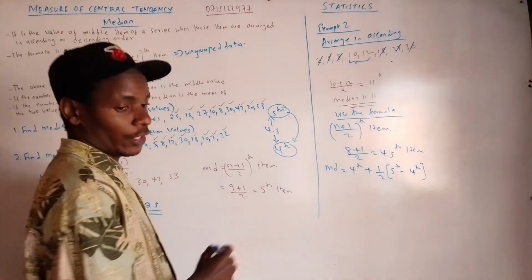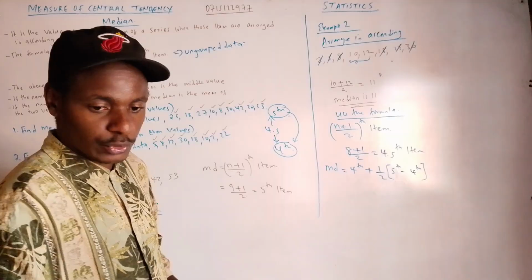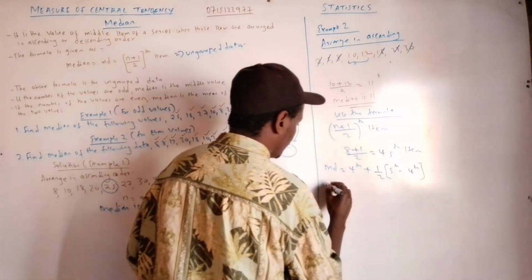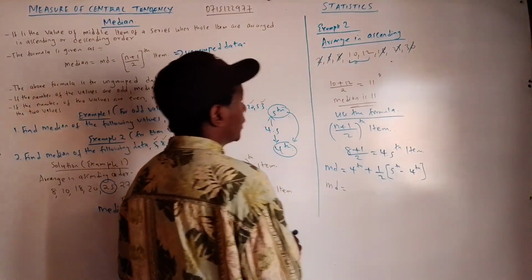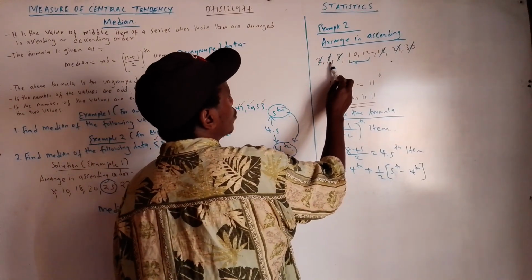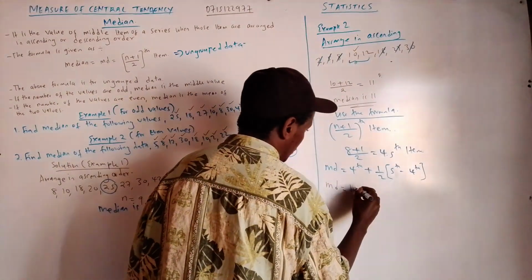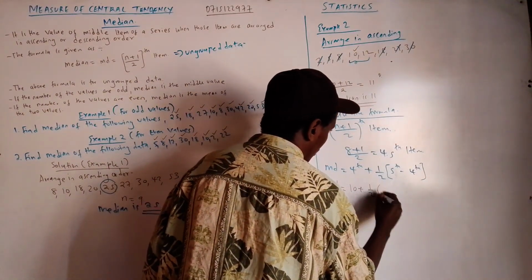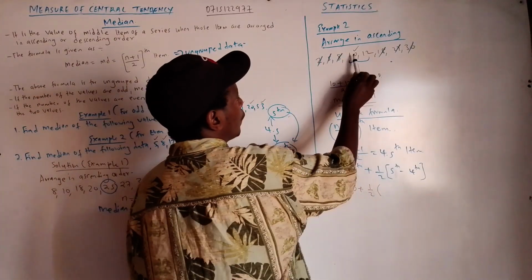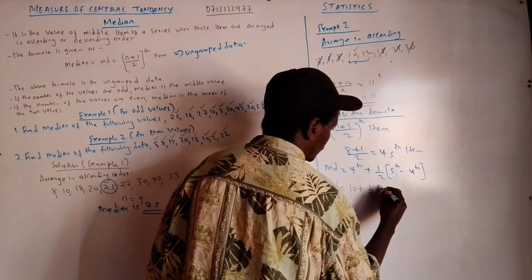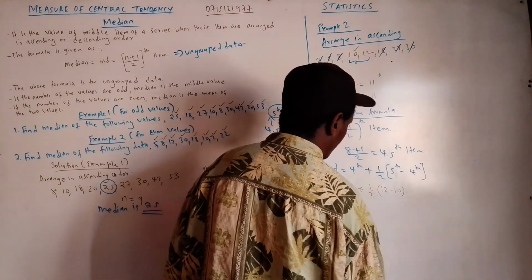So let us try and see if we shall get the same answer. Let's see the fourth item. 1, 2, 3, 4. Our fourth item is 10, plus a half of the fifth item. 1, 2, 3, 4, 5, 12 minus 10. You need to get the same answer, which is 11.